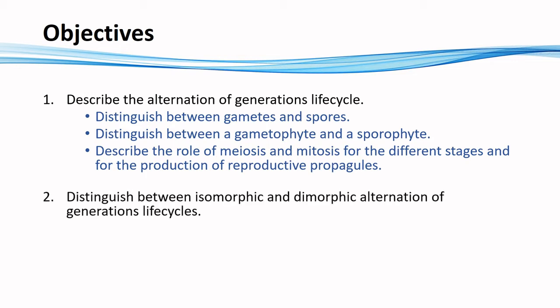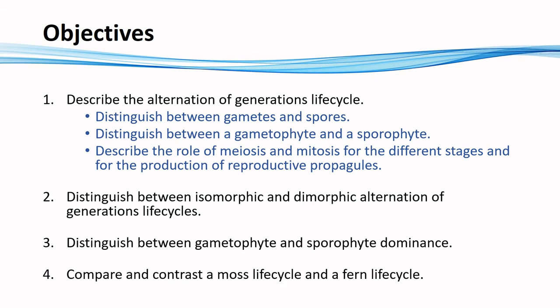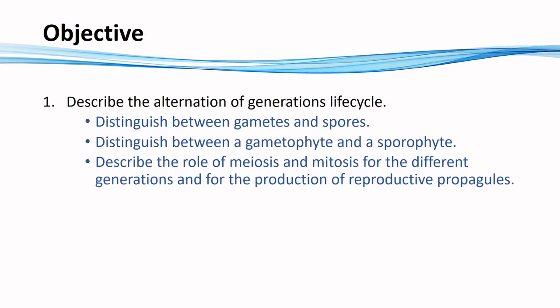Next, we'll distinguish between isomorphic and dimorphic alternation of generations life cycles. This will be followed by distinguishing between gametophyte and sporophyte dominance. We'll finish up this lesson by applying these concepts to compare and contrast a moss life cycle with a fern life cycle. So let's jump into that first objective, to describe the alternation of generations life cycle and to learn about the associated structures and processes that are involved.